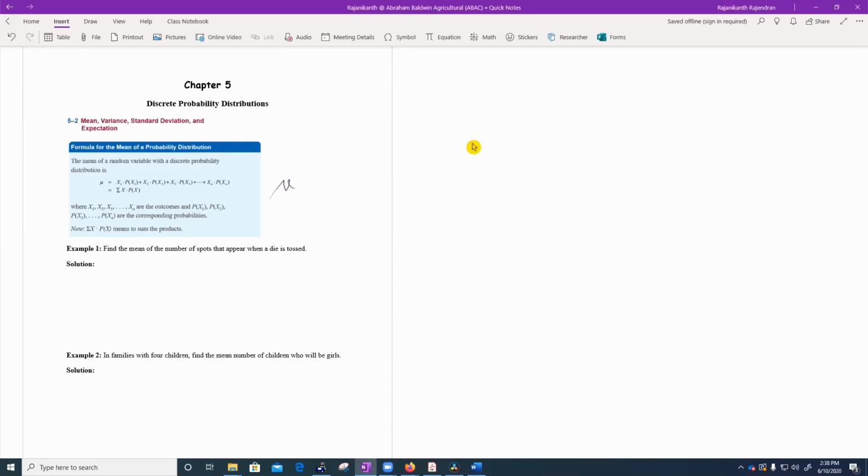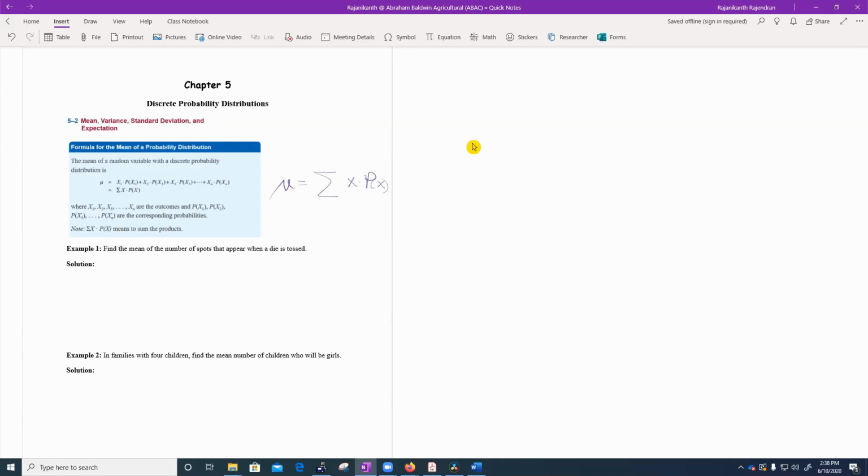So mu is simply the sum of the product of all the possible random variable values times its corresponding probability. Okay, so first find the corresponding probability for each random value, then find the product of x and px. Then that will be the mean of the random variable x.